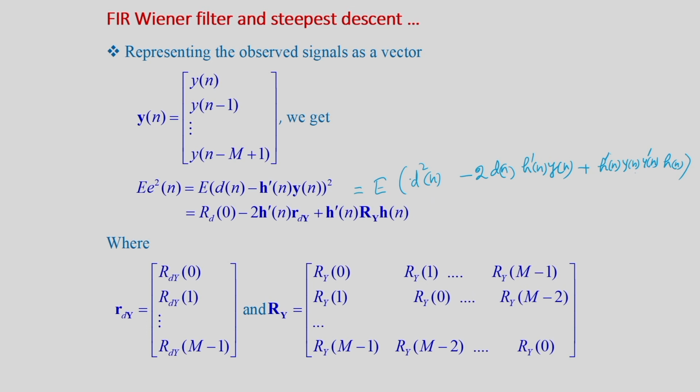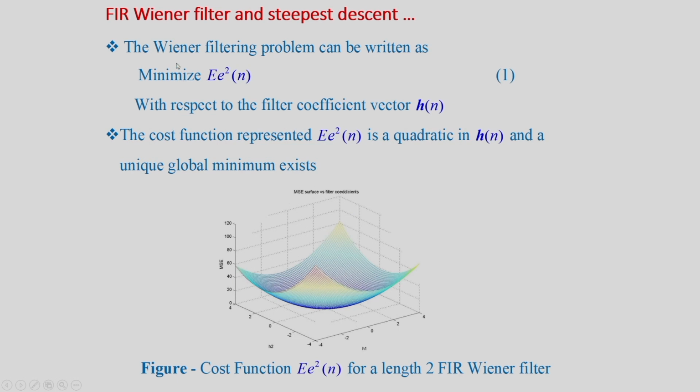and after taking the expectation we will get the first term as r_d(0), similarly the second term will be 2 h transpose n into r_dy, plus h transpose n into R_y into h[n]. So, this is the mean square prediction error. The Wiener filtering problem can be written as: minimize E of e squared n with respect to the filter coefficient vector h[n].